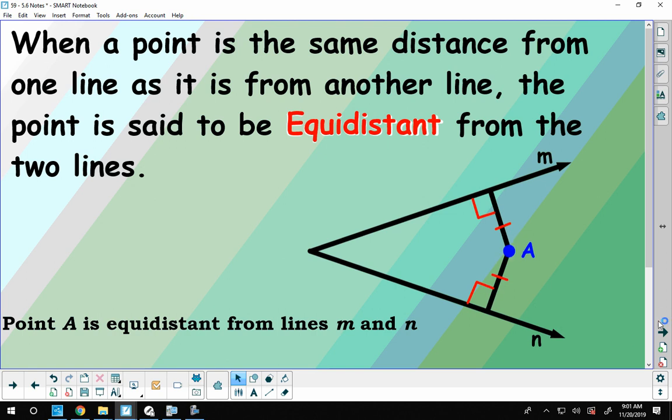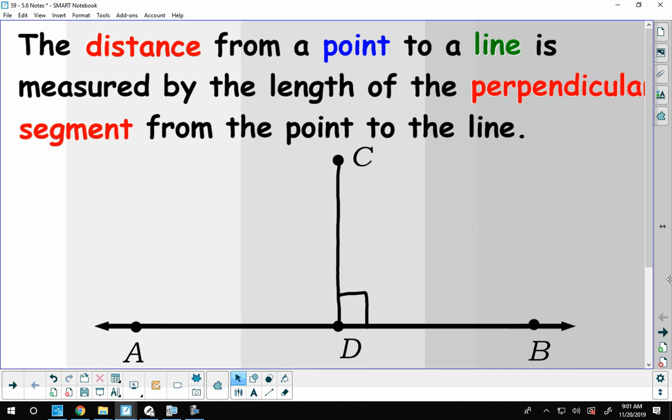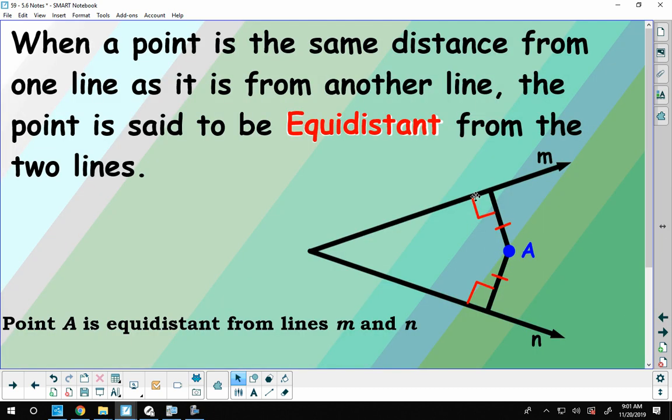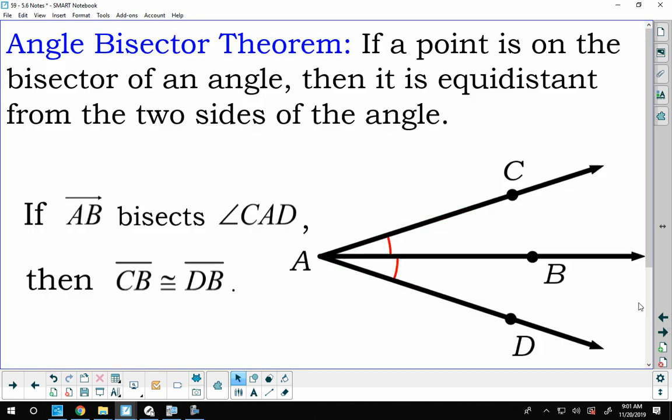So why did this 90-degree angle matter here? You can see we have our perpendicular segment from the point to the line here and here. Now if these aren't 90 degrees, then these two lengths are not equidistant and they will not be congruent. So the angle bisector theorem says if a point is on the bisector of an angle, then it is equidistant from the two sides of the angle.